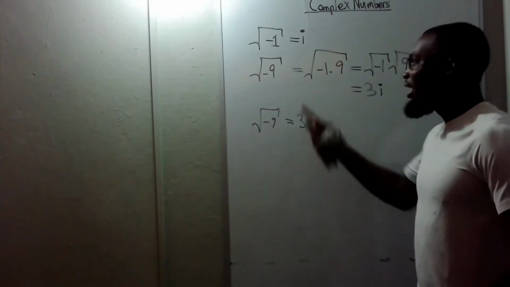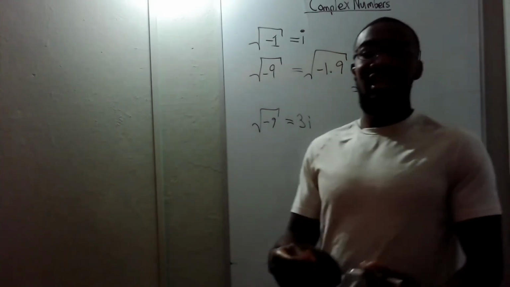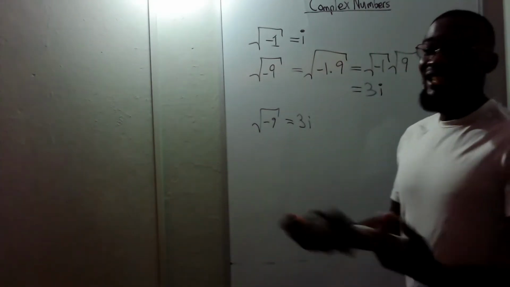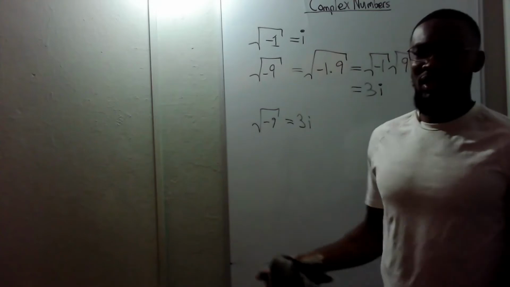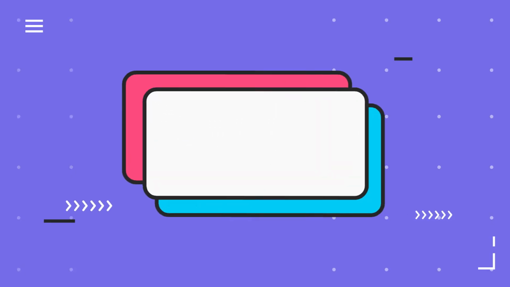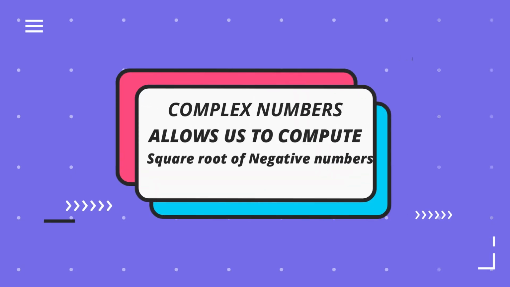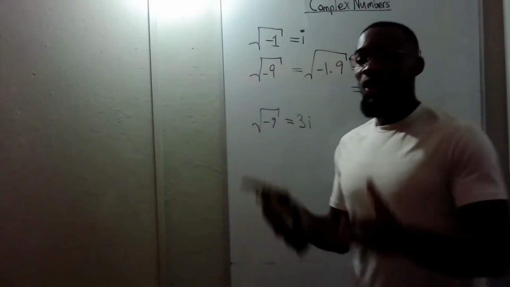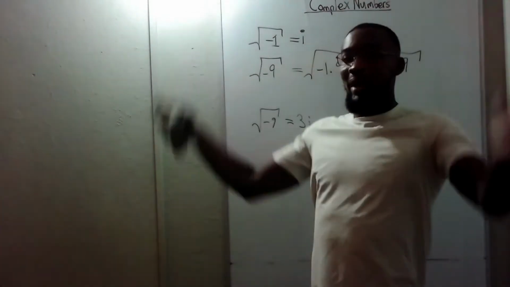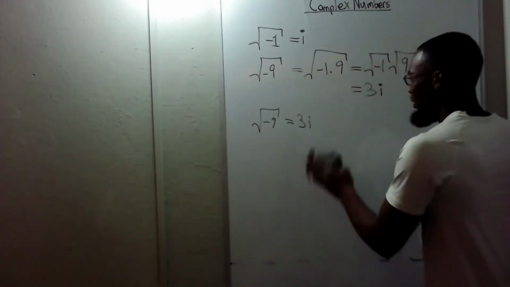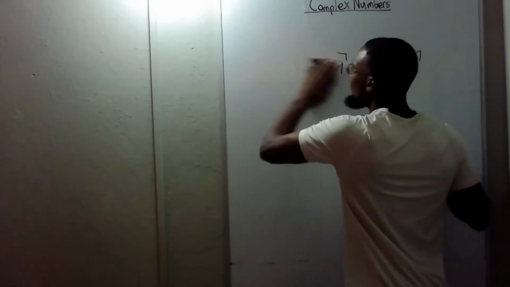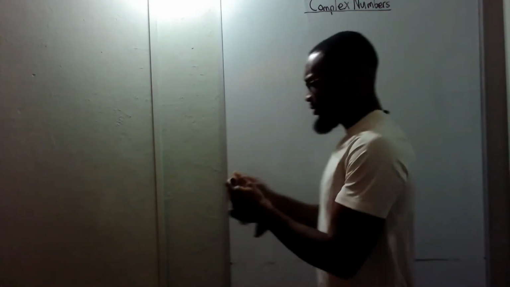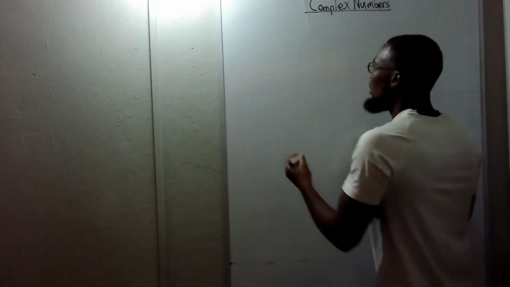Complex numbers will allow us to take square roots of numbers that are giving us negative values. And that's where this whole idea of complex numbers comes into play. So far we've learned the real number system, but complex numbers encompass the whole thing. So now let's talk about complex numbers.